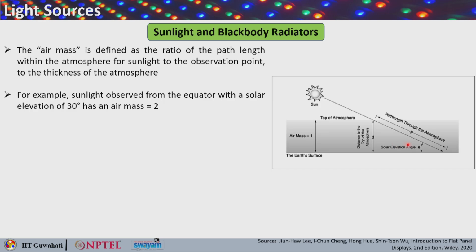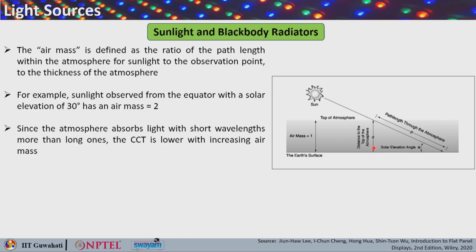So, in this particular example, when the sunlight is observed from the equator with a solar elevation of 30 degrees, you see that this will be 30 degree, this is the solar elevation angle. So, this ratio will come out to be 2. Okay. So, you can relate it using the sin 30, very simple.